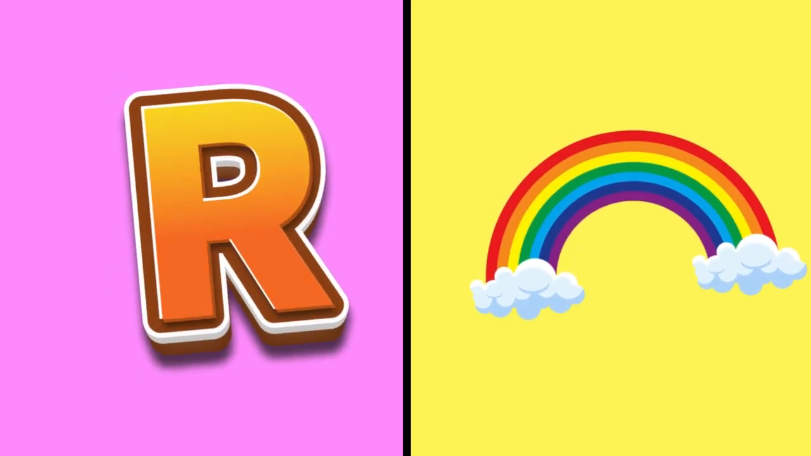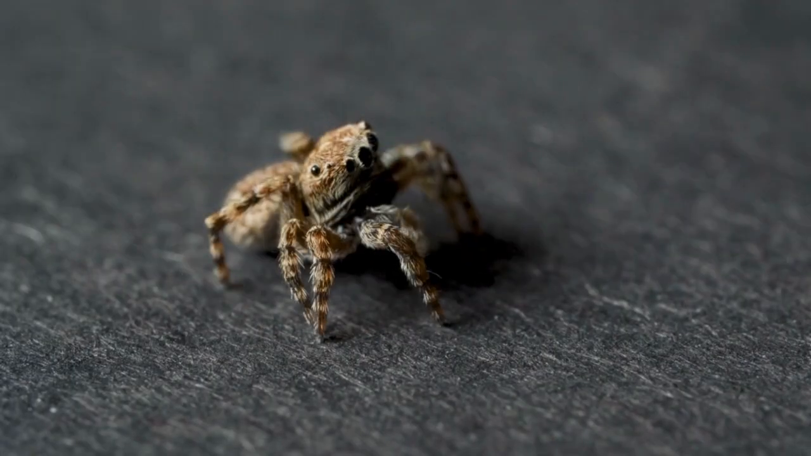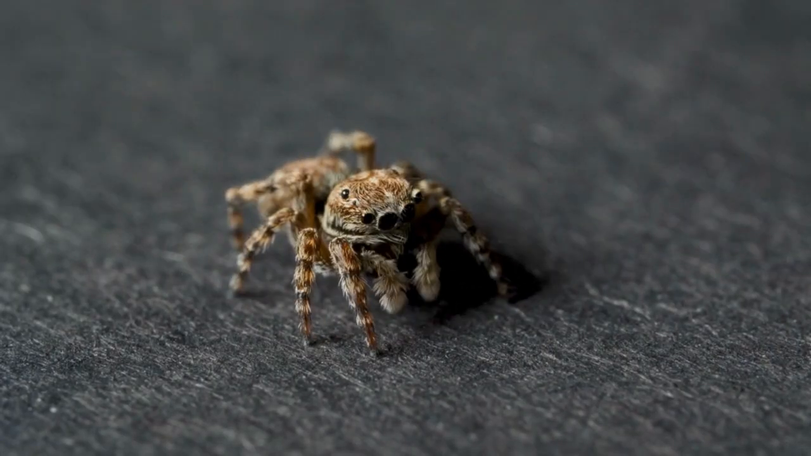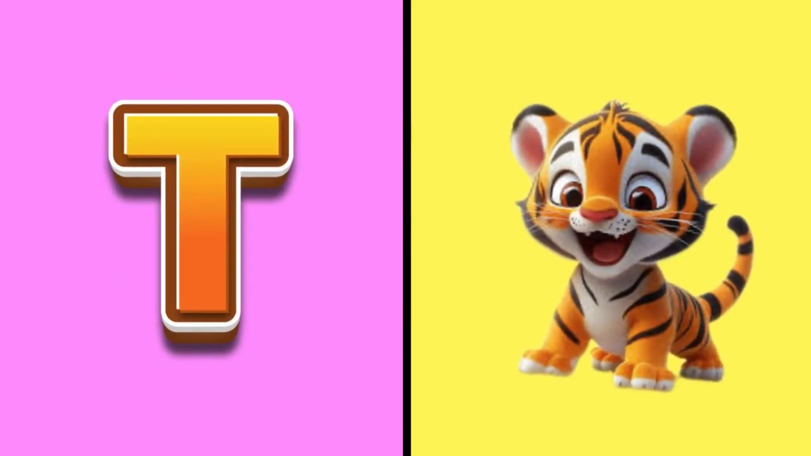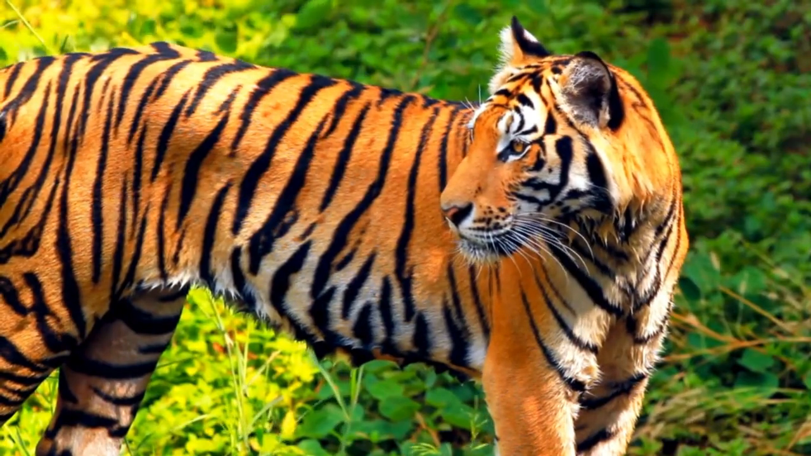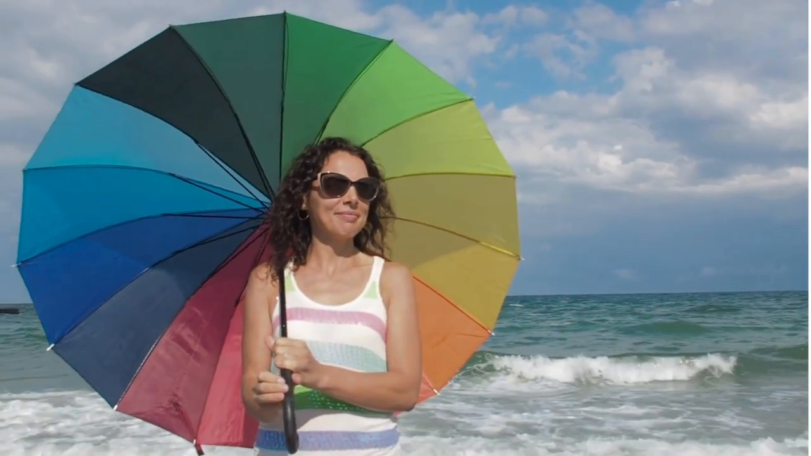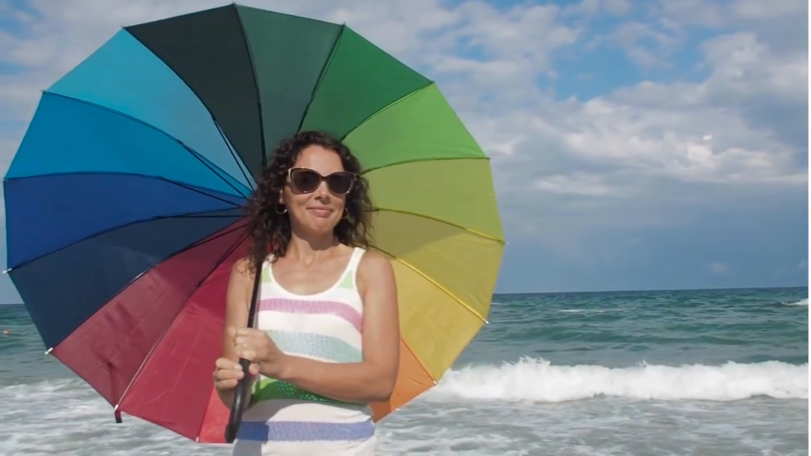R is for rainbow. A rainbow. S is for spider. S, a spider. T is for tiger. Tiger. U is for umbrella. U, umbrella.